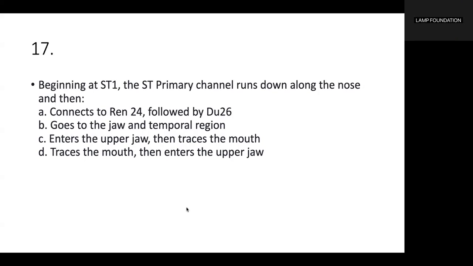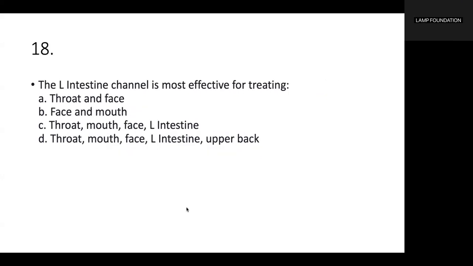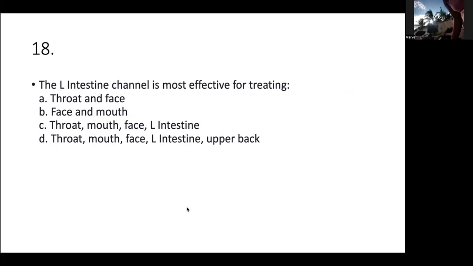Beginning at stomach 1, the stomach primary channel runs down along the nose, and then where? It enters the upper jaw, then traces the mouth. Letter C. Okay. The large intestine channel is most effective for treating what? For treating throat, mouth, face, and large intestine. Letter C.